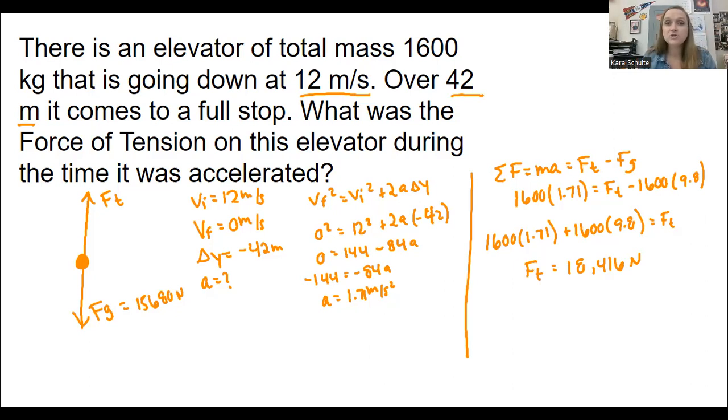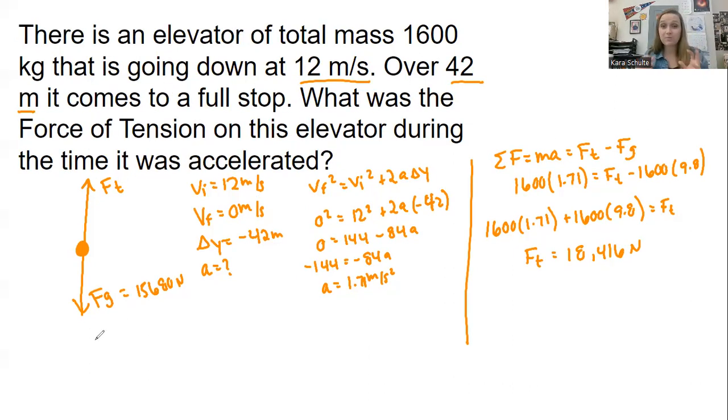Again, elevators are so popular in AP Physics 1. I want to emphasize that if you know how to do one type of problem really, really well in this unit, it is understanding how these problems work. So much so that we're actually going to do a lab using this. So keep going. Let me know if you have questions. I'm here to support you guys.